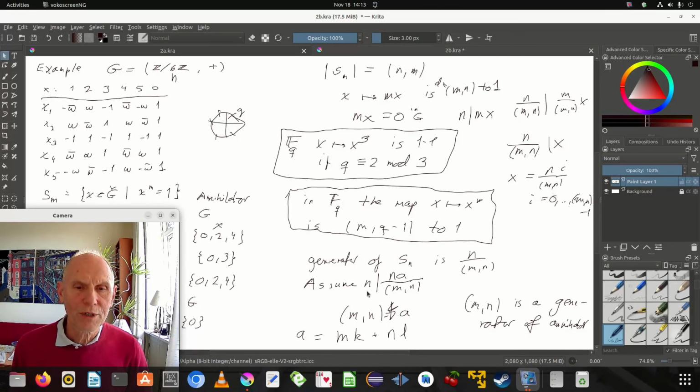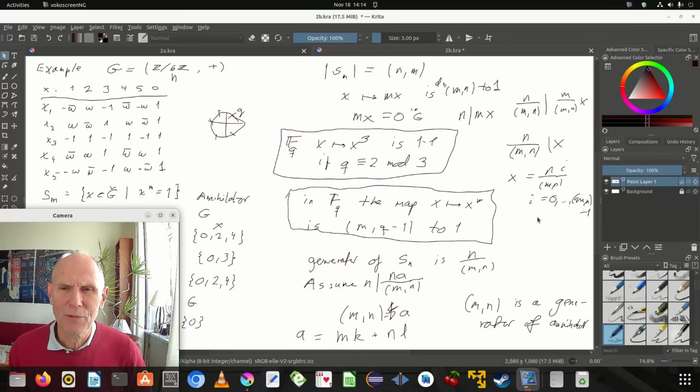So we have a generator of Sn, and we need an element, in this case 2, that annihilates Sn. And that means that when we operate on it with the generator here, then n divides the result.